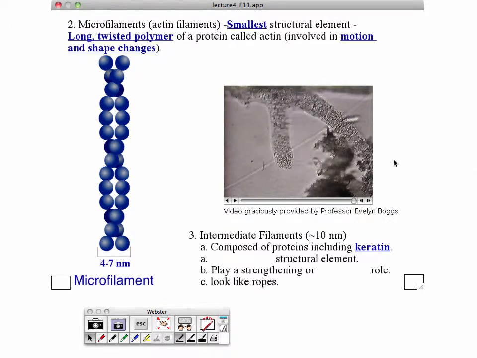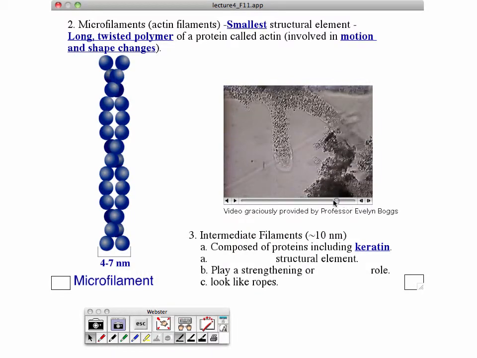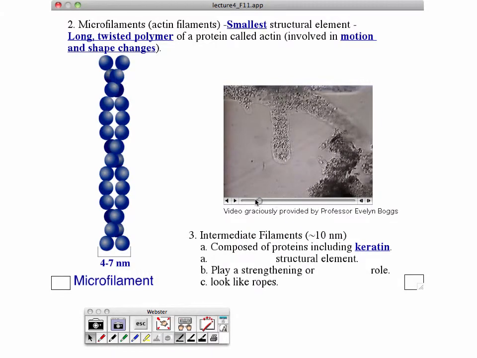Let's do it again. See, backwards. Depolymerization. Polymerization.